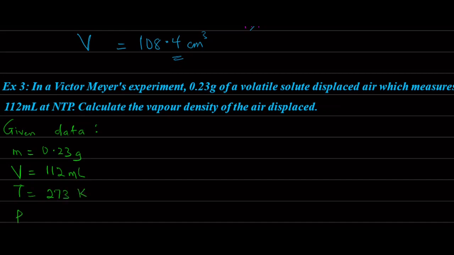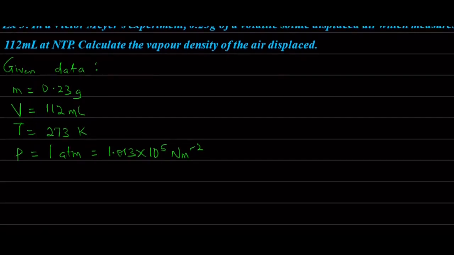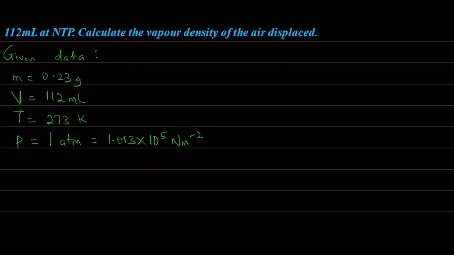Then the pressure is 1 atm, or we can also say 1.013 × 10^5 Newton per meter square. So the question asks us to calculate the vapor density of the substance. To go about this, we are only given the pressure of the atmosphere here. We are not given the pressure of water.